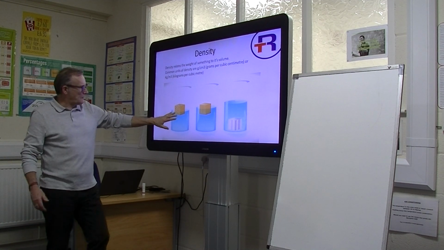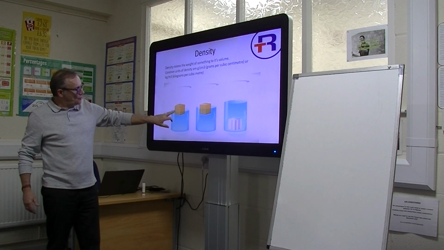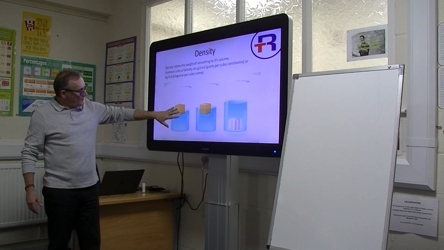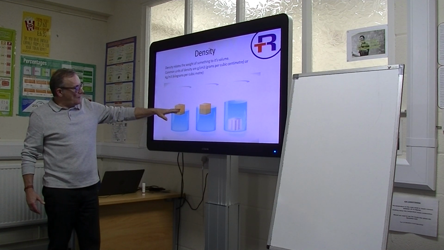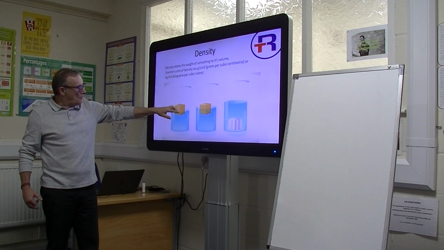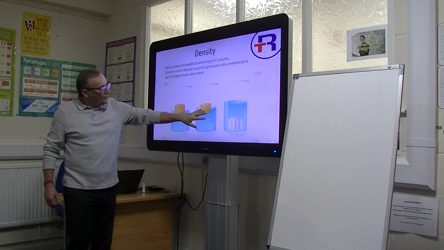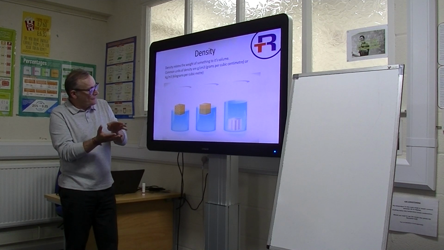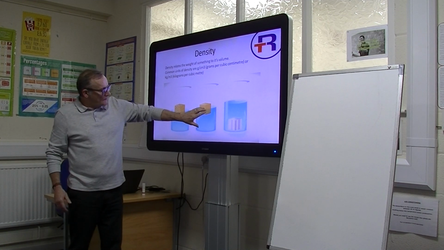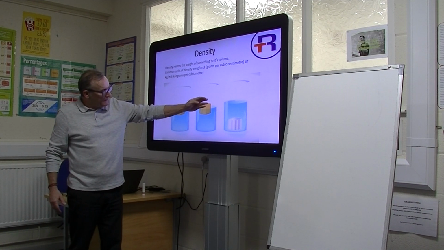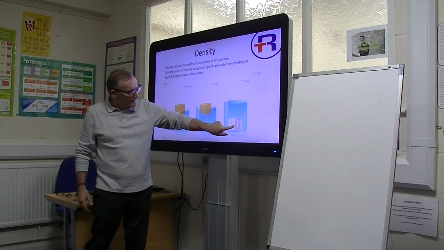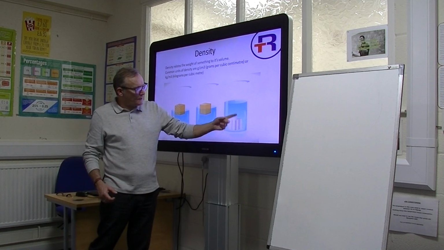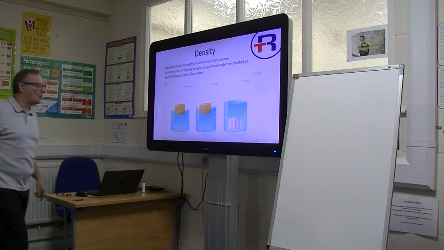So on this particular picture here we've got a sponge, or it could be cork, and you can see it's not very thick, so it floats about on water. It's not very dense. Then we've got wood, which is slightly denser, slightly more thick, slightly more solid, so that half sinks, half floats. But there's metal, dense, solid, boom, drops straight to the bottom of the water. Okay.